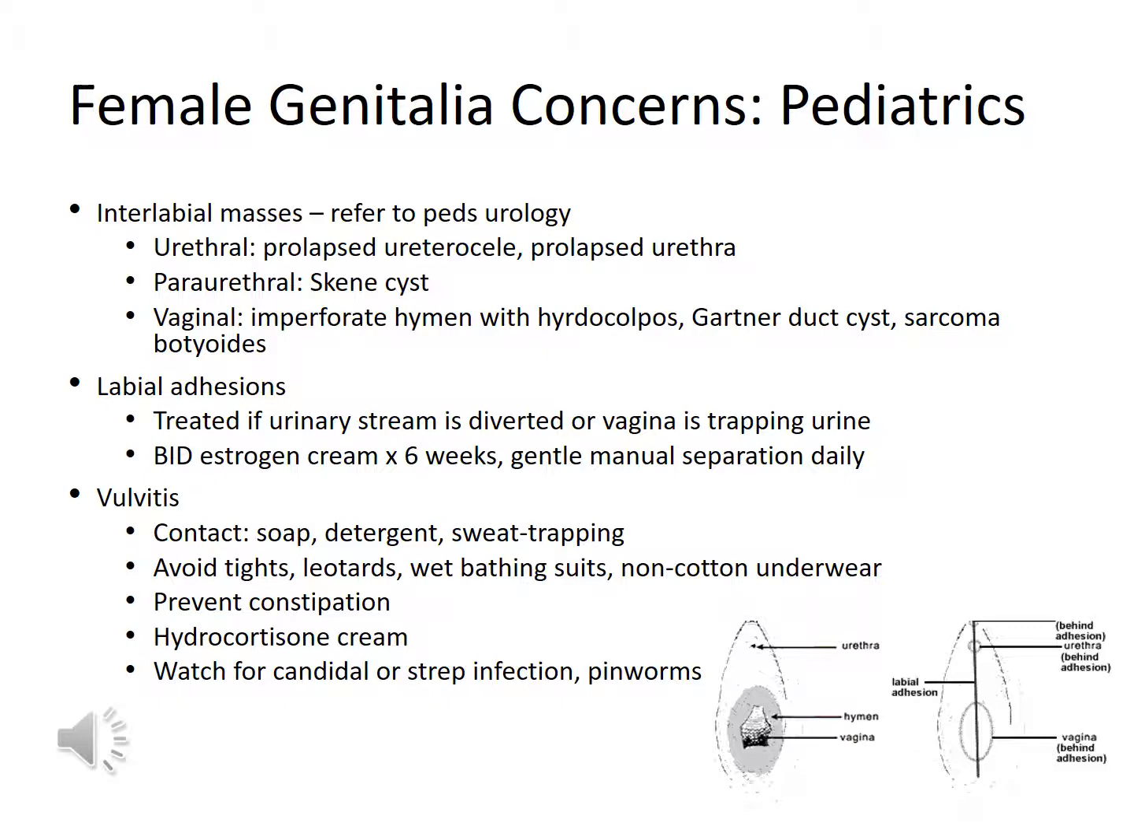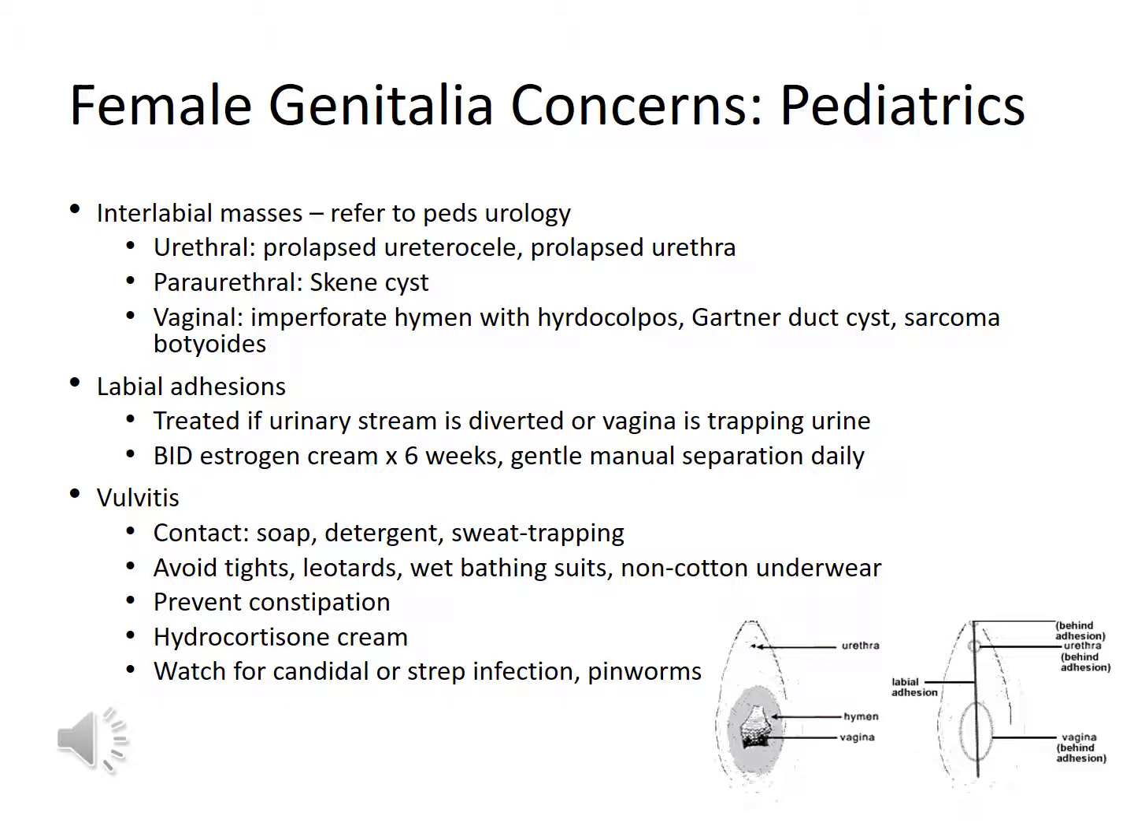Our last topic that we're going to discuss is female genitalia concerns in the pediatric population. Female pediatric patients might experience some interlabial masses that can occur in the urethral area, the periurethral area, or the vaginal area. If you notice any type of abnormality or mass in those areas, you want to make sure that you're referring to pediatric urology for evaluation of that.